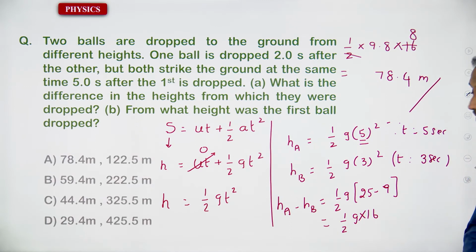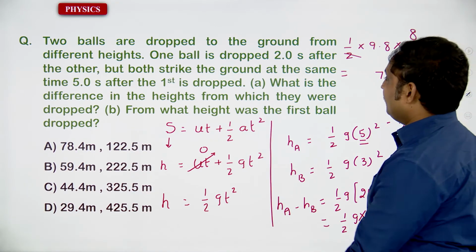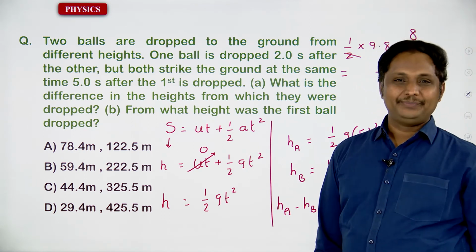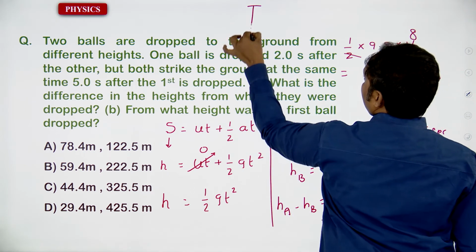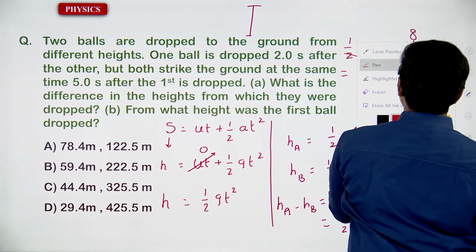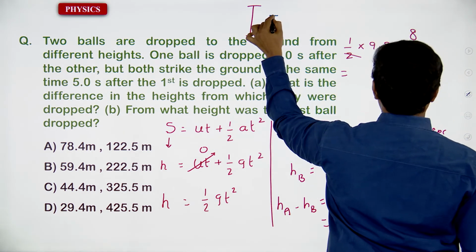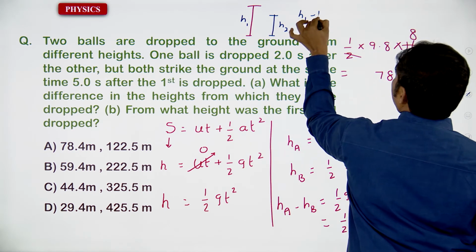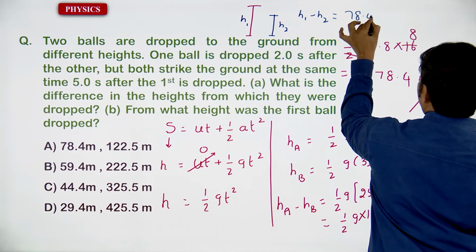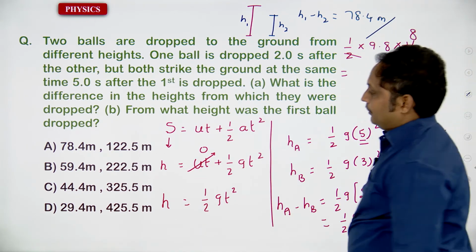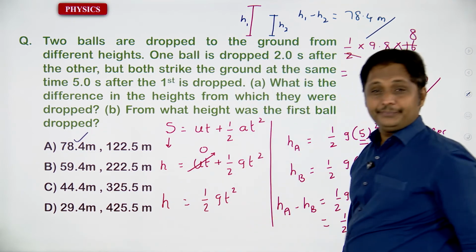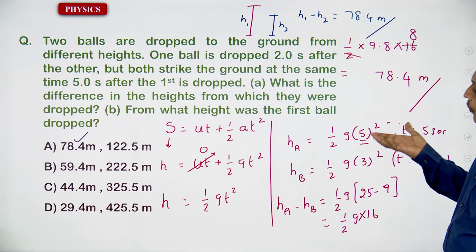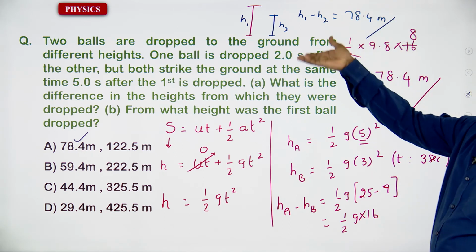Let's check the answer. What is the difference in heights from which they were dropped? They were dropped from different heights. It's very clear. Yeah, they have been dropped from here. This is going to be the H1, this is going to be the H2. H1 minus H2 is going to be 78.4 meter. Okay, what we have obtained is clear. But what about the answer for the second question? We have to look at from what height the first ball has been dropped.